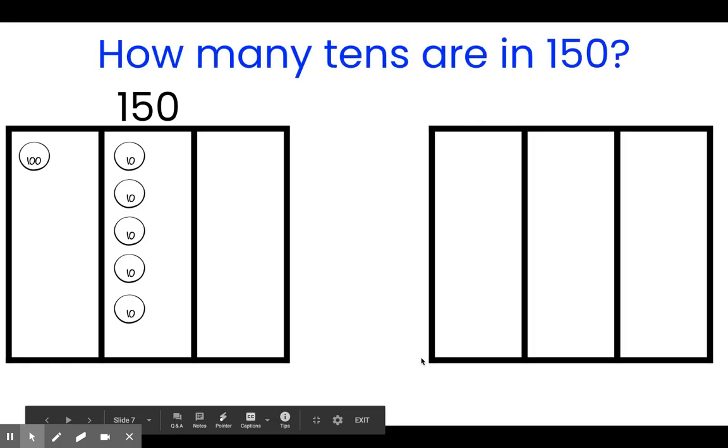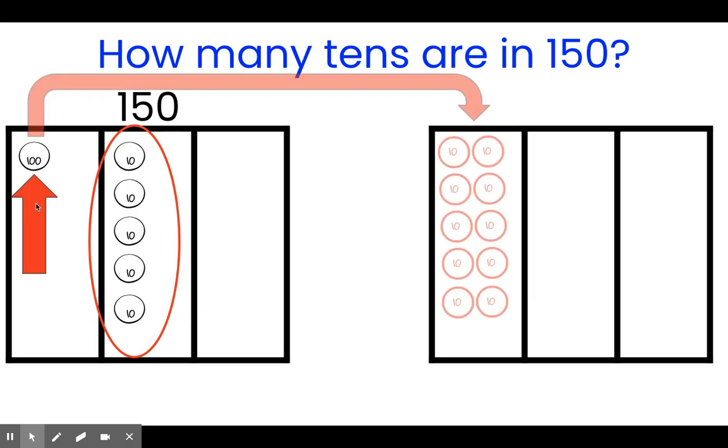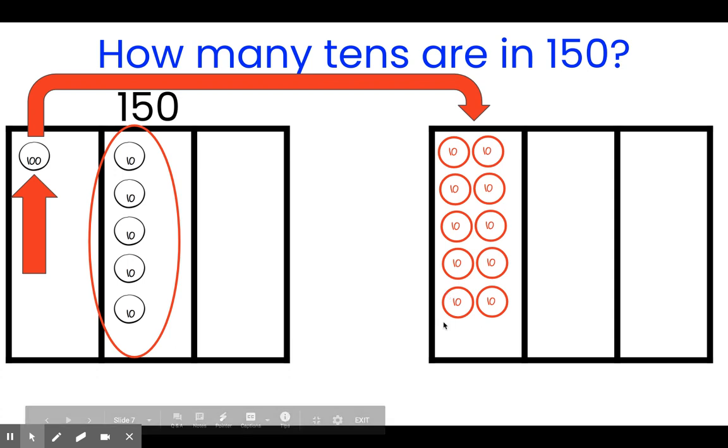How many tens are in 150? Well, here's our 150. We can see that there's 5 groups of 10 right here. But what about that 100? Do you remember how many groups of 10 it takes to make 1 group of 100? If you remembered that it took 10 groups of 10, you have got it. Way to go. 100 is comprised of 10 groups of 10. So we can say that this group of 100 is the same as 10 groups of 10. Or we could say 10 groups of 10 is the same as 100.